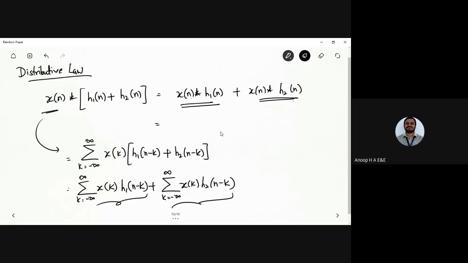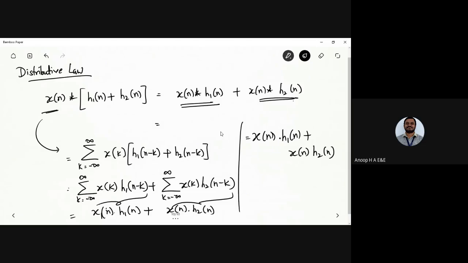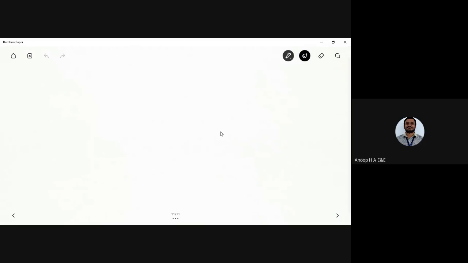So what I can write is, this one which is x1, oh sorry, this is x of n. So x of n convoluted with h1 of n plus x of n convoluted with h2 of n. Yeah, that is nothing but the convolution here. I just missed out here. So this is nothing but the convolution. Don't miss the convolution operator, that is the star mark.